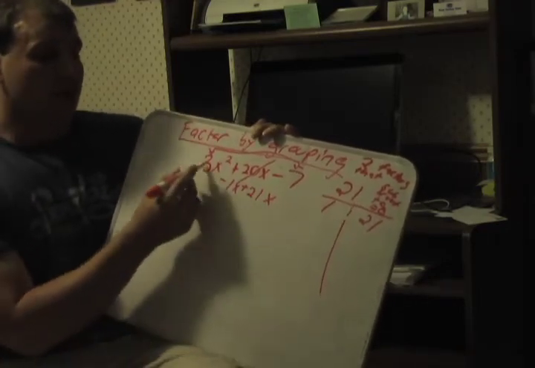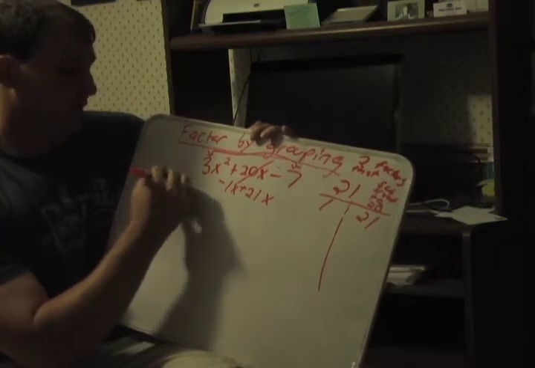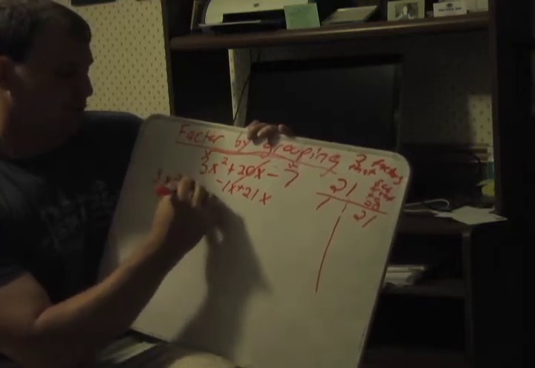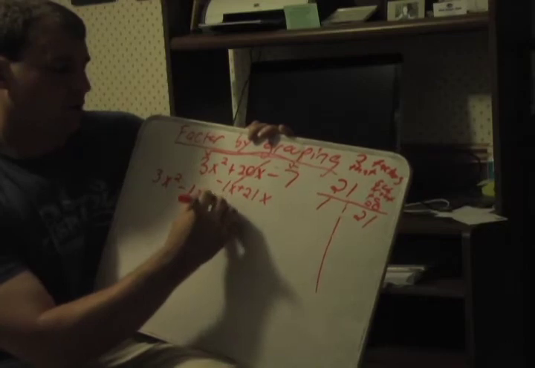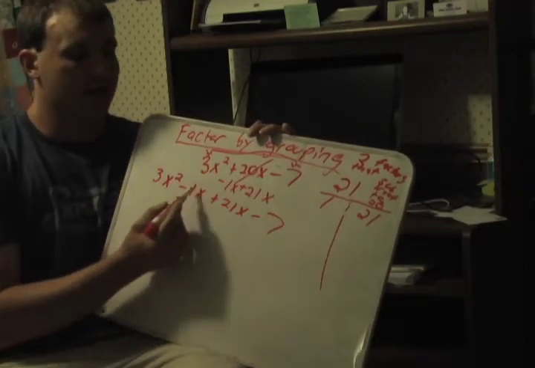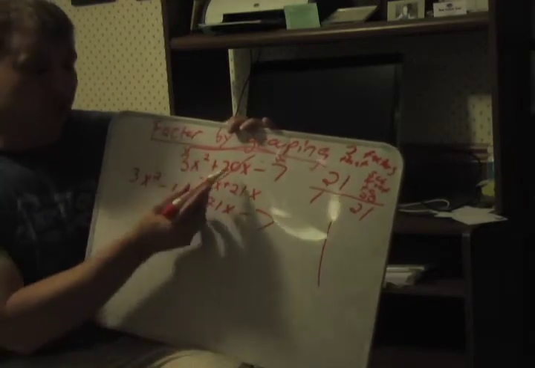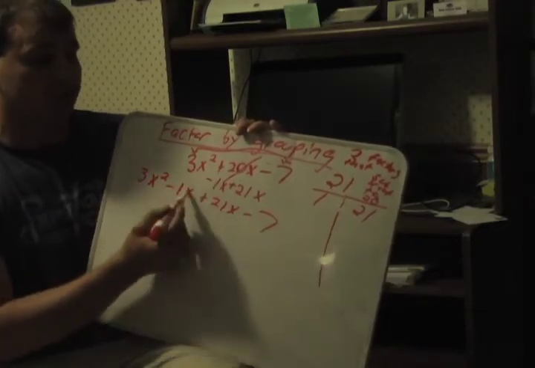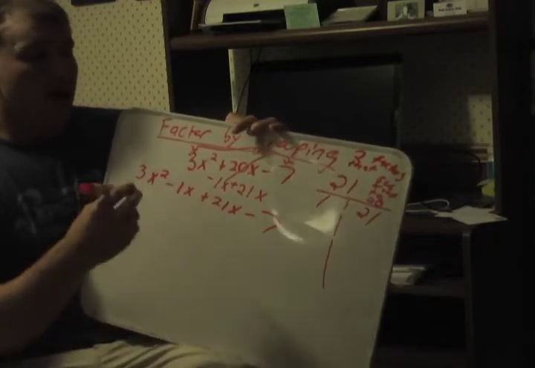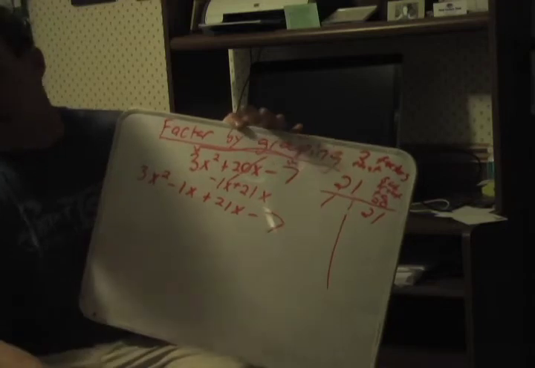Okay, so I got my 4 terms. I'll write it out here. Let's clean it up a little bit. 3x squared minus 1x plus 21x minus 7. Again, I just took the 20x and split it into 2 different terms, so that when I combine them I would get 20x. Now, after you get to this point, getting down there is probably the hardest part.